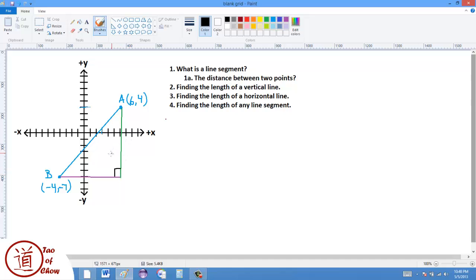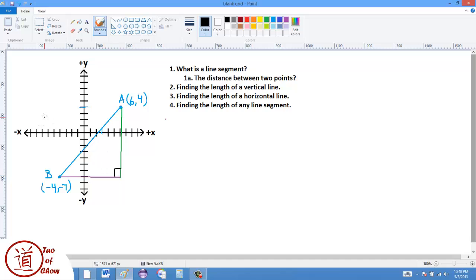Now if that's the case, then we can apply the Pythagorean Theorem to this triangle and find out what the length of this line is. This would be great if we knew the length of this and the length of this, but we do, from what we just learned about the vertical and the horizontal line segments. We can find out what this is by looking at just the y values, and what this is just by looking at the x values.